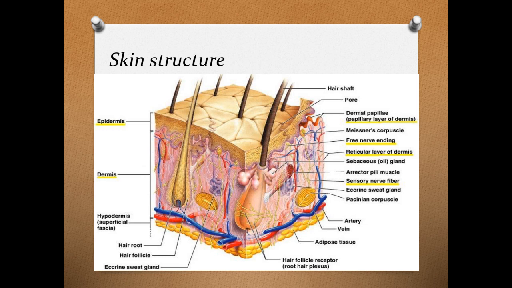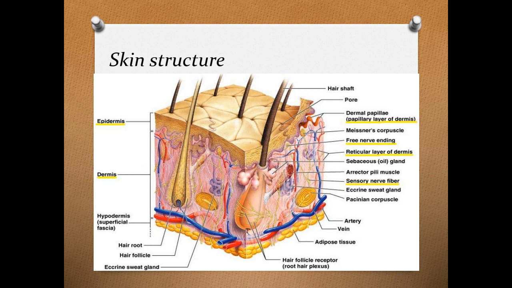The main structure which is affected by burn is the skin, and that is why it is very important to start knowing something about the skin. The skin consists of two layers. The outer layer of the skin is called the epidermis, and the inner layer is called the dermis. The outer layer does not contain any blood vessels or nerve endings.